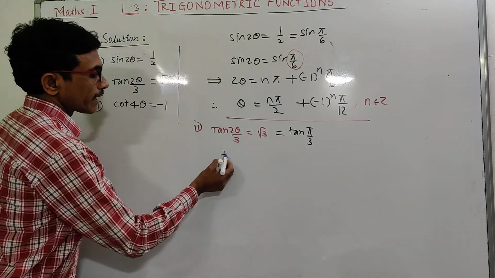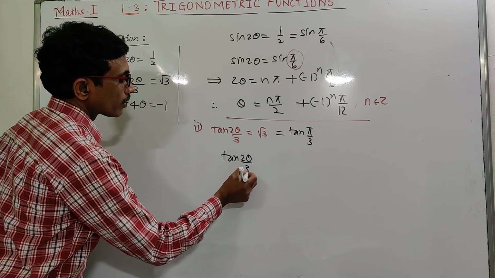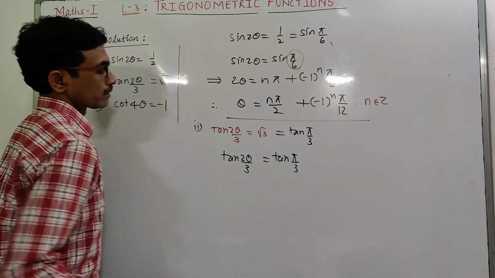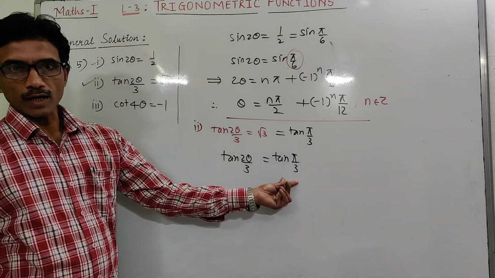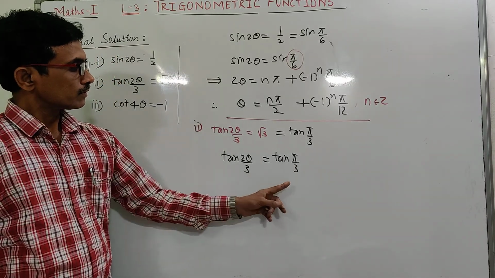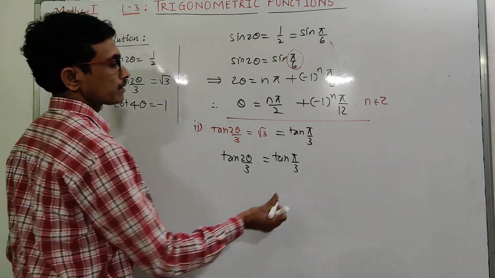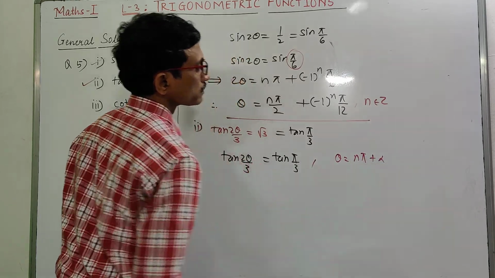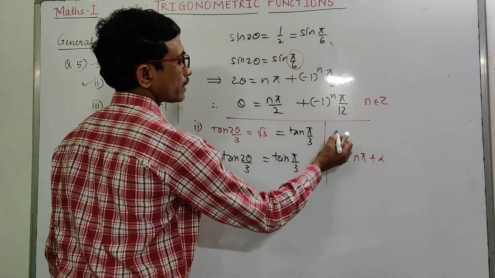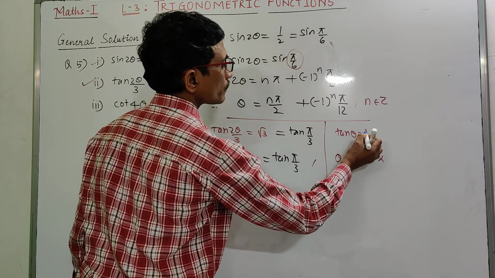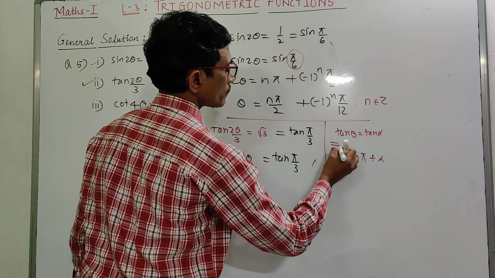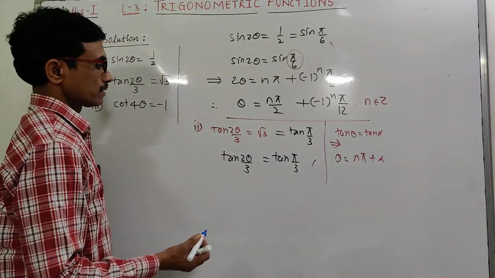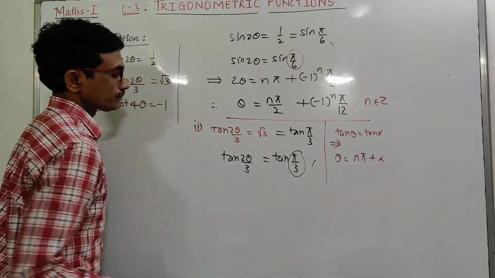So thus we are getting tan 2 theta upon 3 is equal to tan pi by 3. Now tan theta is equal to tan alpha implies theta is equal to n pi plus alpha. So we will write theta is equal to n pi plus alpha. So here alpha is this.